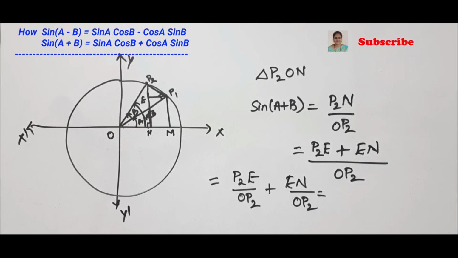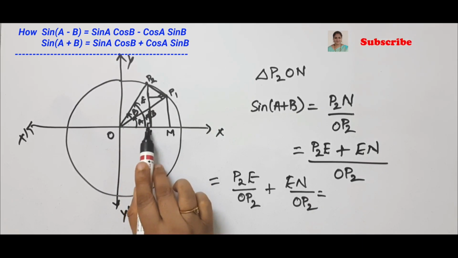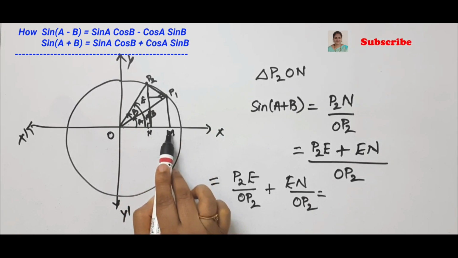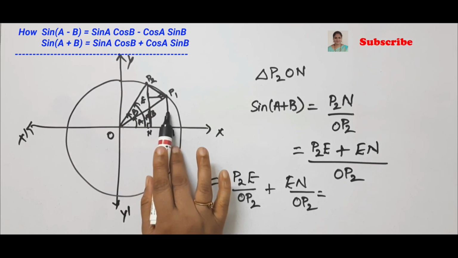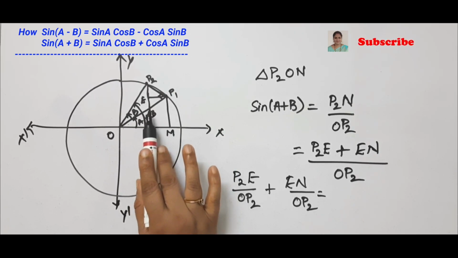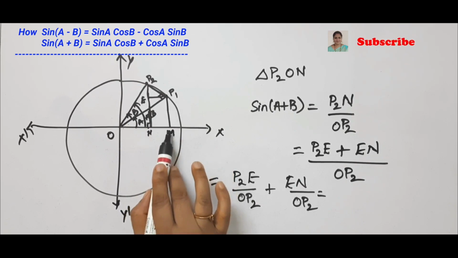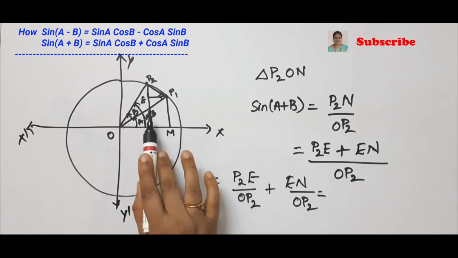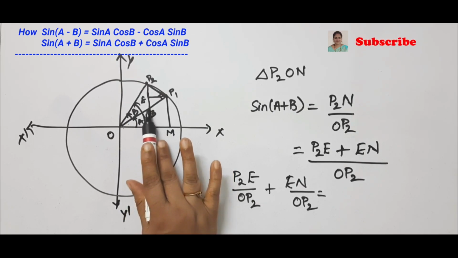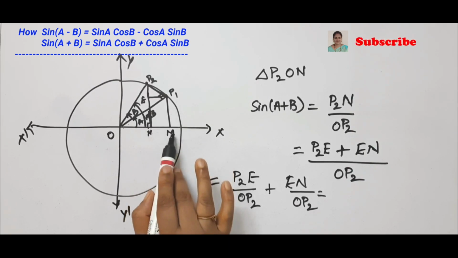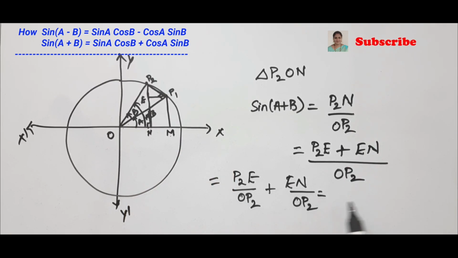Now if you observe in this figure, En is parallel to P1M, is it not? En is parallel to P1M. So the length of En will be equal to P1M, as these two sides are parallel. So En can be written as P1M.